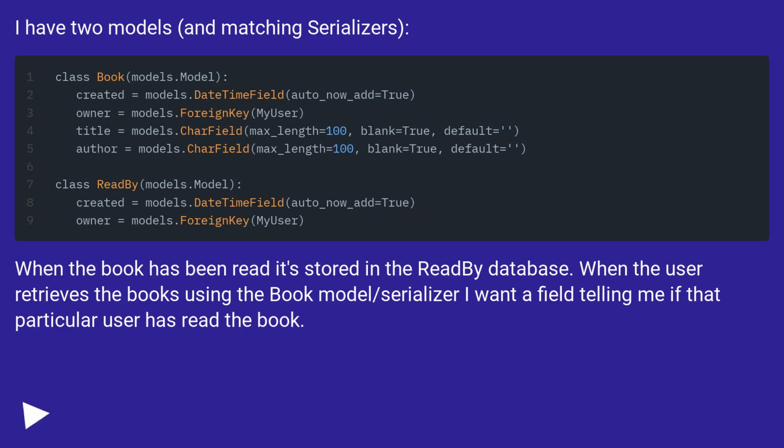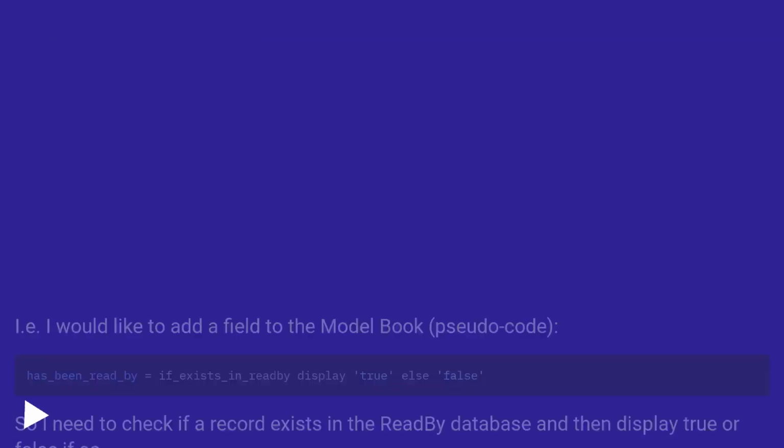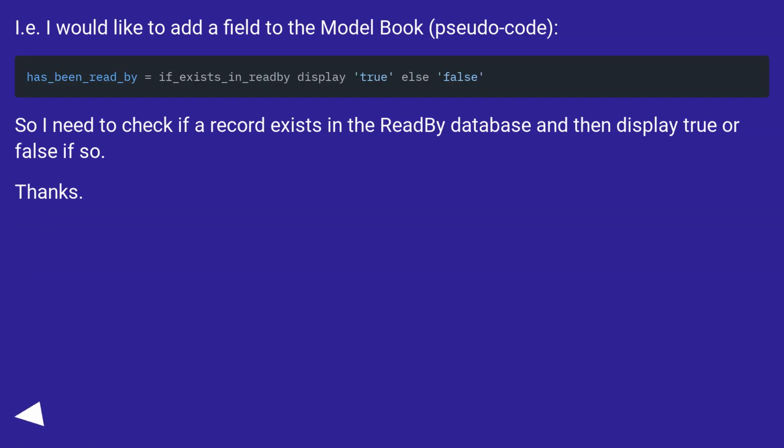When the user retrieves the books using the book model/serializer, I want a field telling me if that particular user has read the book. I.e., I would like to add a field to the model book, pseudocode. So I need to check if a record exists in the RDB database and then display true or false if so. Thanks.